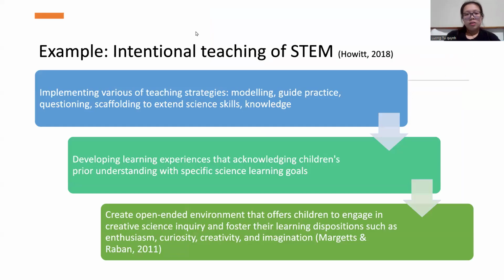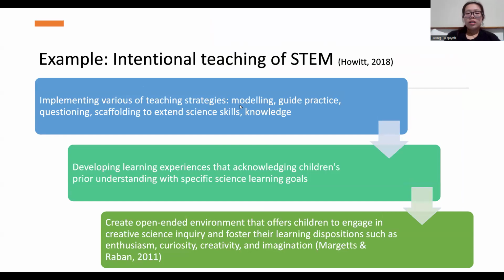Examples of intentional teaching could be implementing various strategies, such as modeling, guided practice, questioning, and scaffolding to extend science skills and knowledge; developing learning experiences that acknowledge children's prior understanding with specific science learning goals; and creating an open-ended environment that offers children the chance to engage in creative science inquiry and fosters their learning dispositions, such as enthusiasm, curiosity, and creativity.